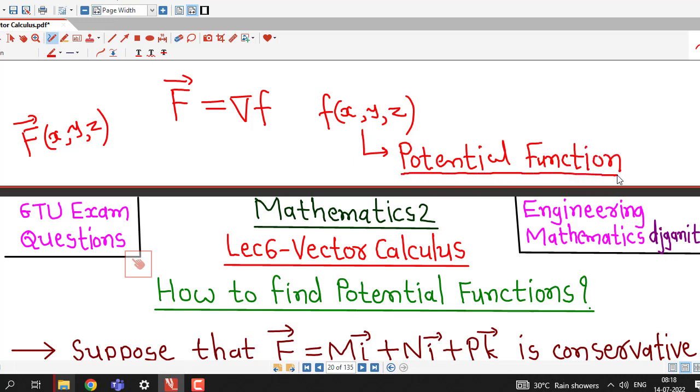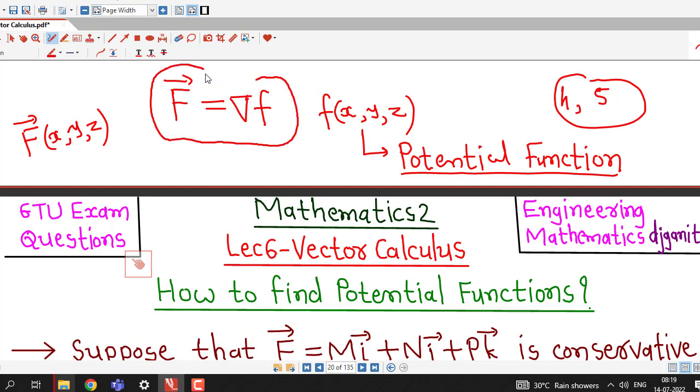So, if you have not seen the lectures about conservative fields, I suggest you watch lecture number 4 and 5 on the test for conservative vector fields. In this lecture, we are going to use this definition of potential function to decide the potential function for a given conservative vector field. So, we will see how to obtain this potential function in this lecture.